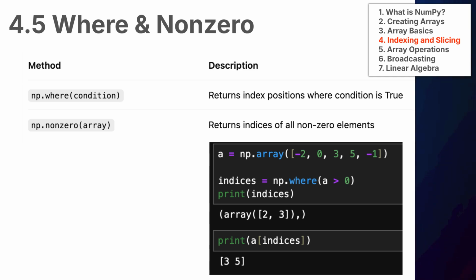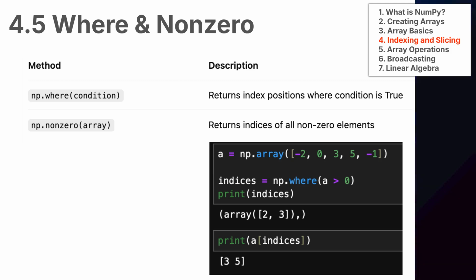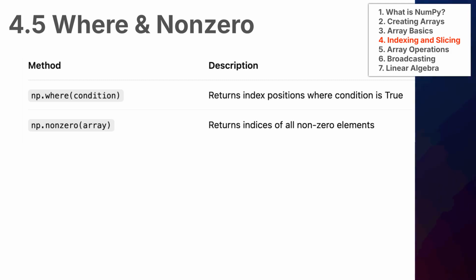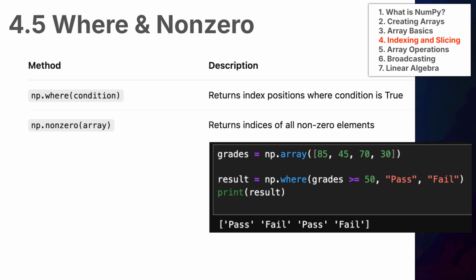It means index 2 and 3 are where the condition is true. The values are 3 and 5. You can use the result to grab the actual values by giving indices like this. Also, you can use it like an if-else statement. NumPy where can also work like a vectorized ternary operator.